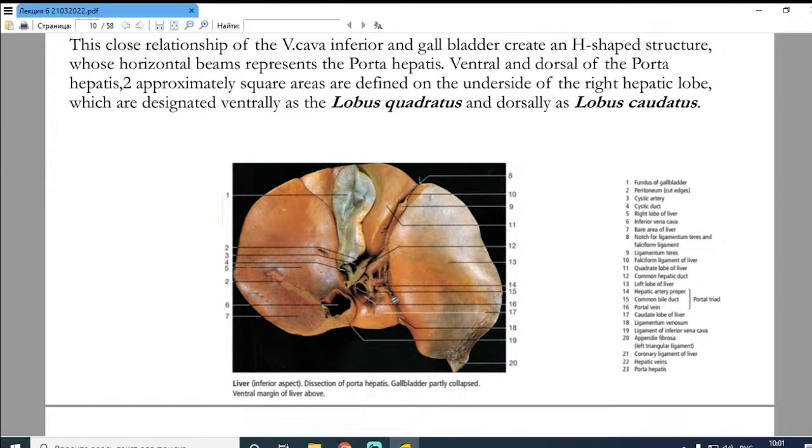This is the vena cava inferior, ligamentum venosum. This is the porta hepatis. This is the lobus caudatus. Between the gallbladder and the notch for the ligamentum teres and falciform ligament is located the lobus quadratus.